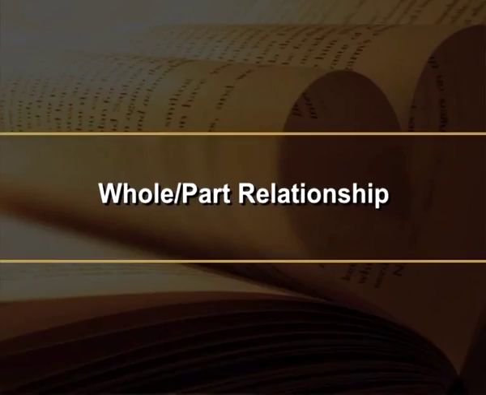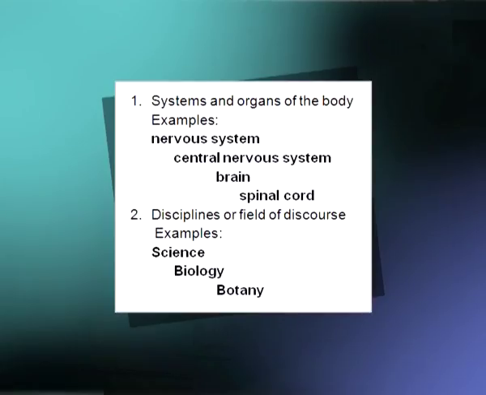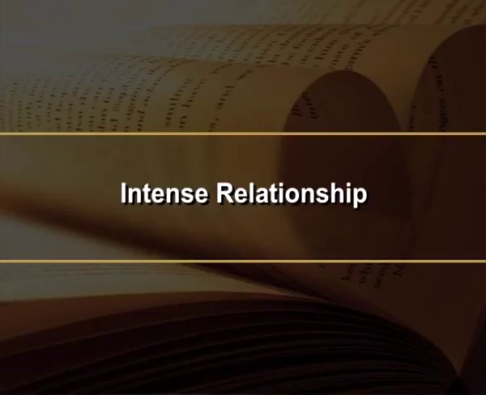Whole-part relationship. This is a relationship in which one concept is inherently included in another regardless of context, so that the descriptors can be organized into logical hierarchies, with the whole treated as a broader term. In the following examples, parts are indicated through indentation. 1. Systems and organs of the body. Examples: nervous system, central nervous system, brain, spinal cord. 2. Disciplines or fields of discourse. Example: science, biology, botany.